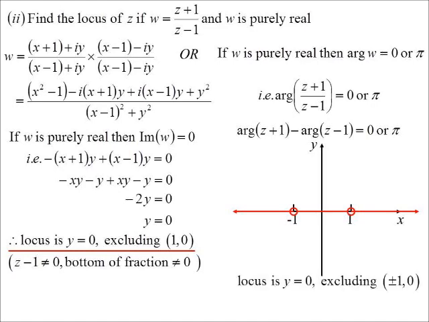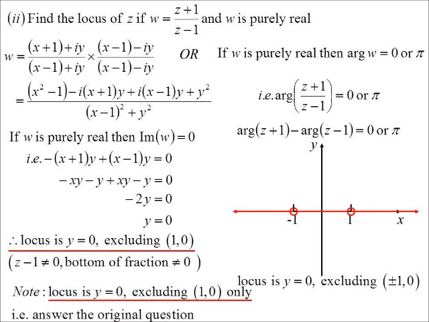But the other thing we said with the arguments was we exclude the points that the rays start from. So I'm going to have y equals 0, but excluding plus or minus 1. Hang on a sec, that's different to the answer I had before. It comes down to the original question, remember? The original question was not draw a locus such that the argument of z plus 1 on z minus 1 is equal to 0 or pi. That was what I turned the question into.